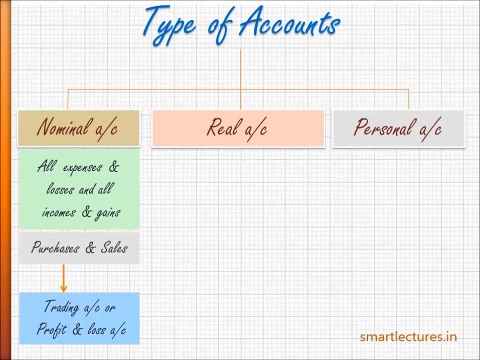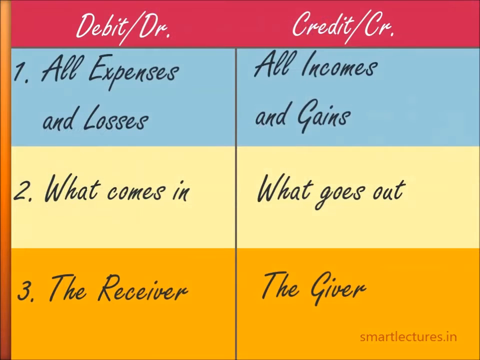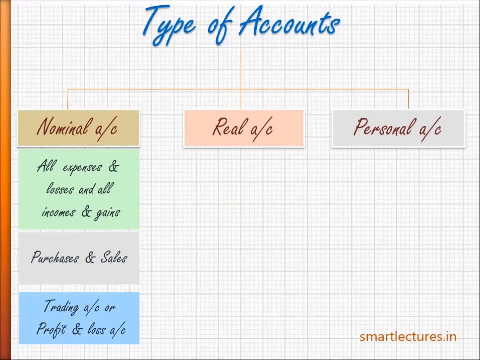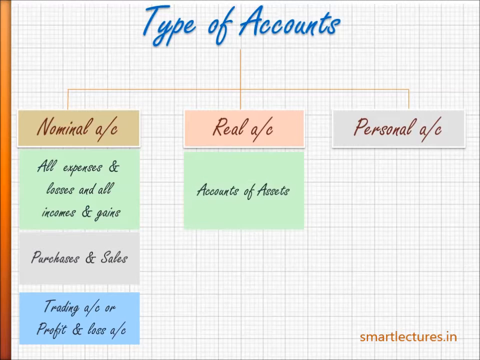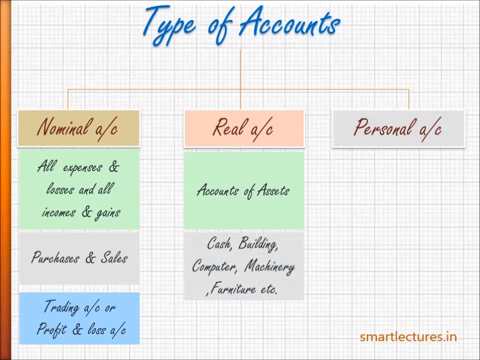Then the next is real accounts. If you remember the rule of debit and credit, debit what comes in and credit what goes out. Basically this rule was related to real accounts. Means only a real account can be debited and credited as per this rule. So real accounts, what is that? The accounts of assets like cash, building, computer, machinery, furniture, etc. All these accounts are real accounts.